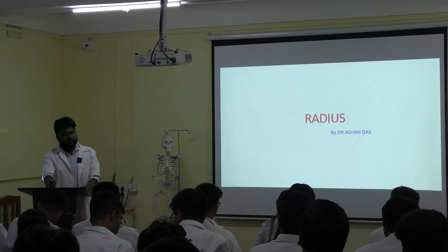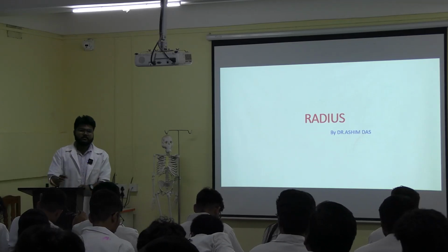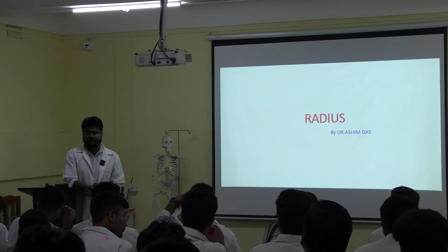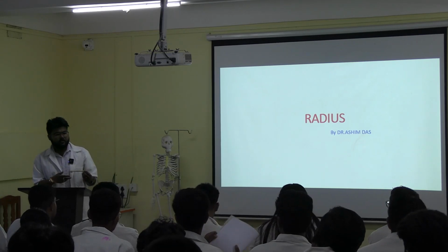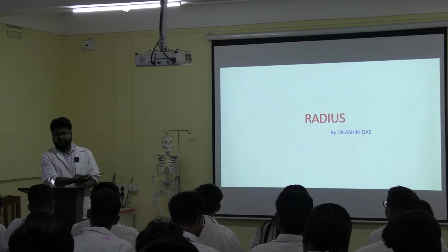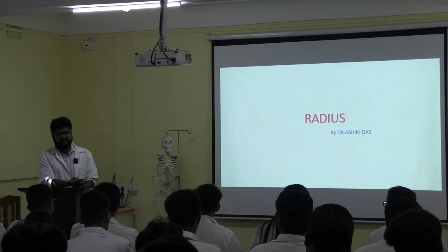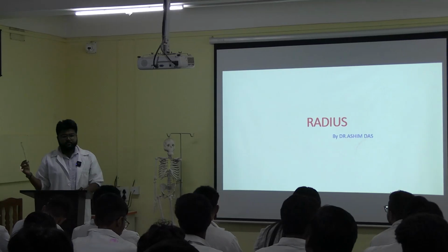So how do you remember this bone is present laterally? By this pulse. You always remember this pulse is mainly your radial pulse. You see this pulse is present on the radial side, which is why it is called the radial pulse. So this bone is present lateral to your forearm.